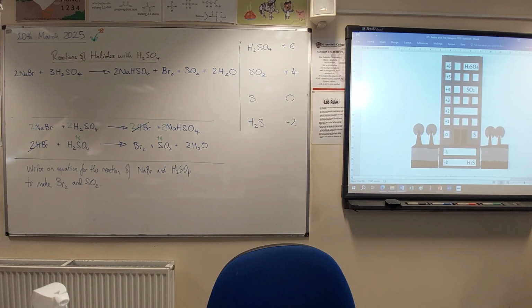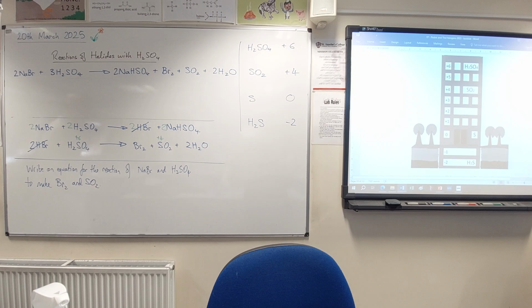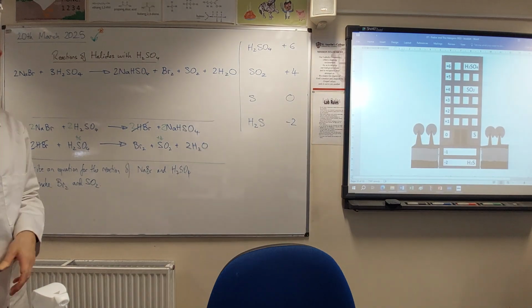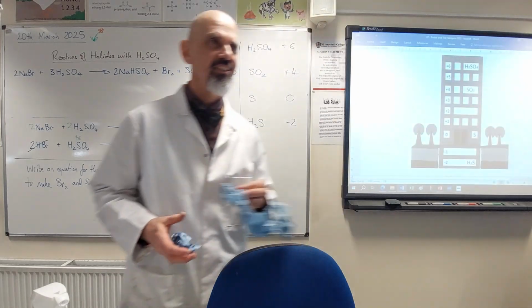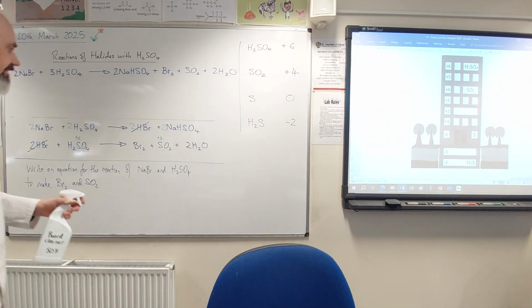Okay, so that gives us a single equation that combines the sodium bromide and the H2SO4 on the left and gives us the bromine and the SO2 on the right. And hopefully it all still balances. Always a worry.